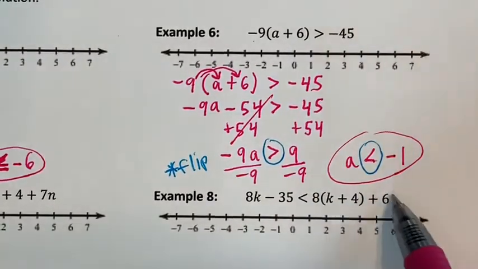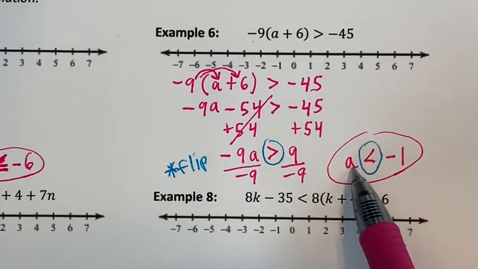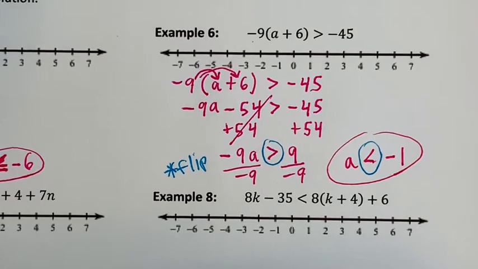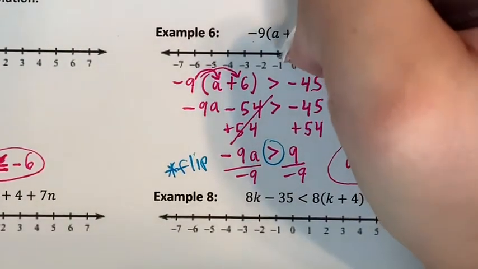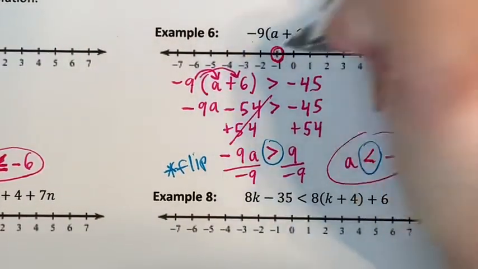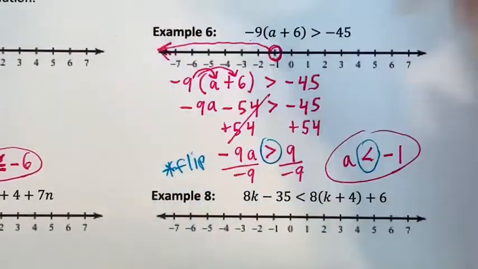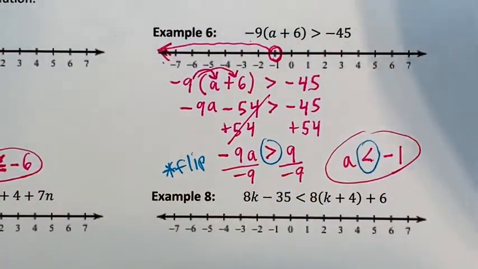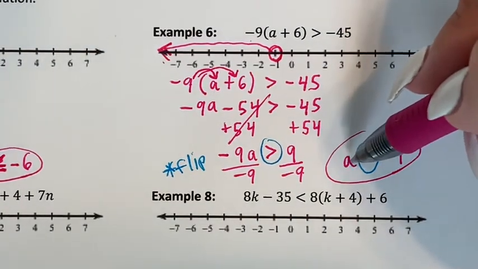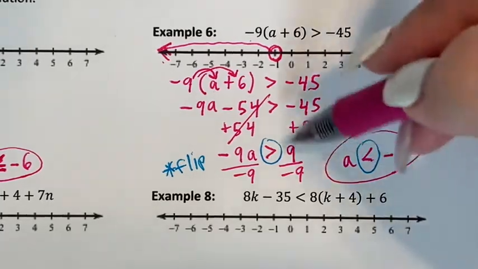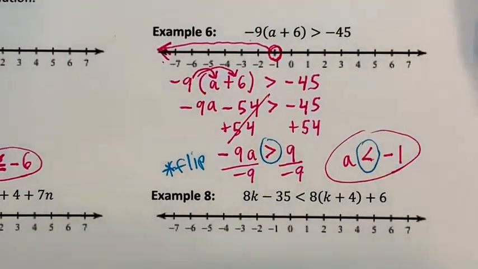So the inequality statement that I'm graphing here is a less than negative 1. So find negative 1 on your number line. It's a less than sign, so it should be an open circle. And less than means everything's shaded to the left. Make sure you're putting an arrow on it again. And because my a is on the left-hand side, and this looks like an arrow shading to the left, you can just go ahead and shade to the left.